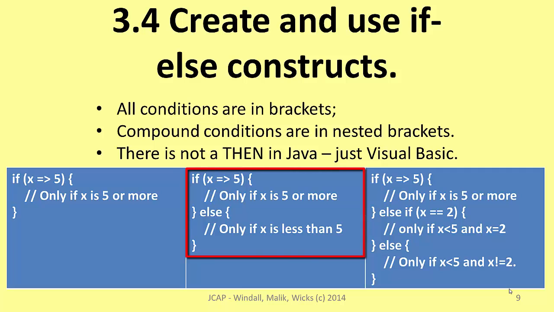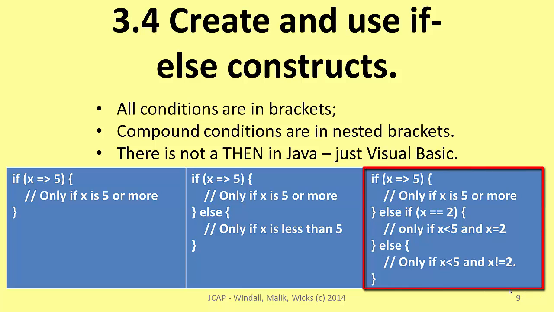In the middle column, we're using an if-else. So if x is greater than or equal to 5, do this, else do that. The top section of code will only be performed if x is 5 or more. If x is less than 5, then whatever is in the else will happen. So if x were 7, the top section would be used. If x were 3, the bottom section.